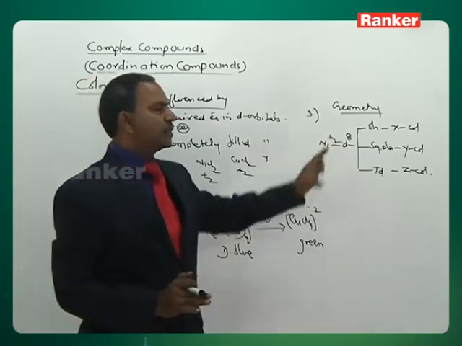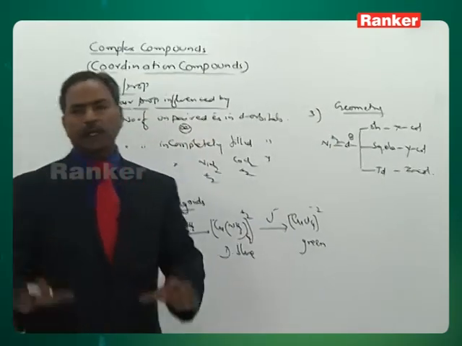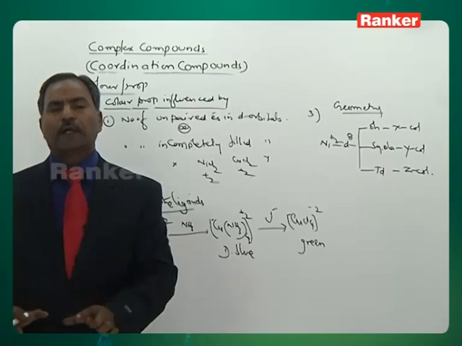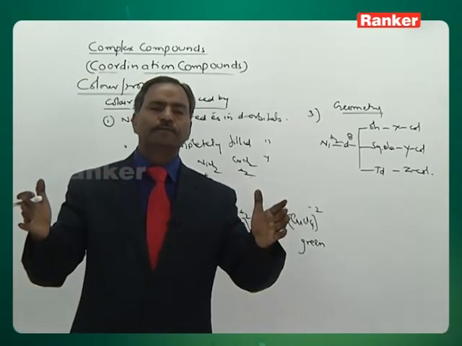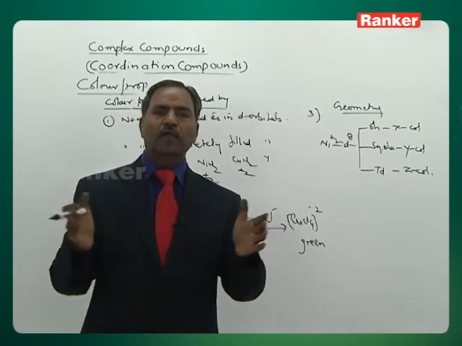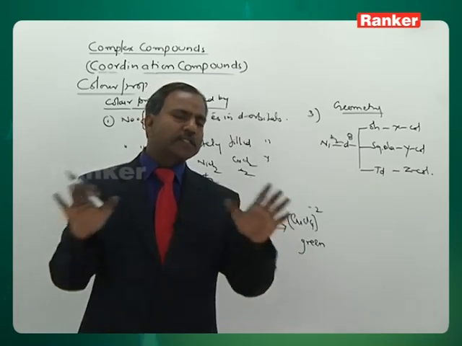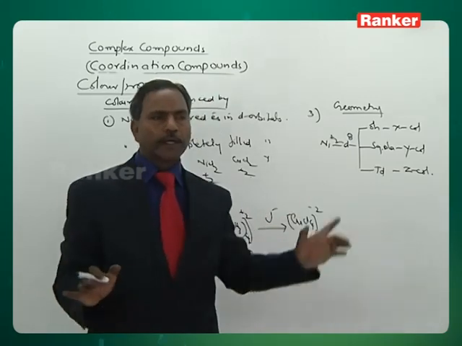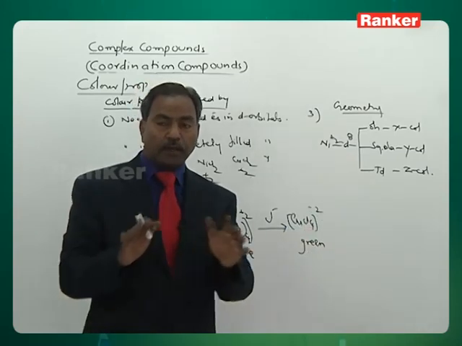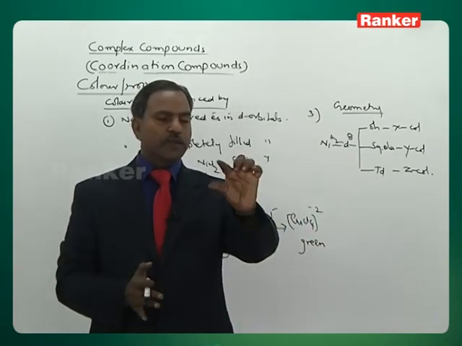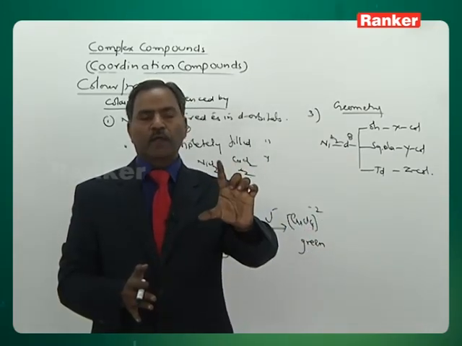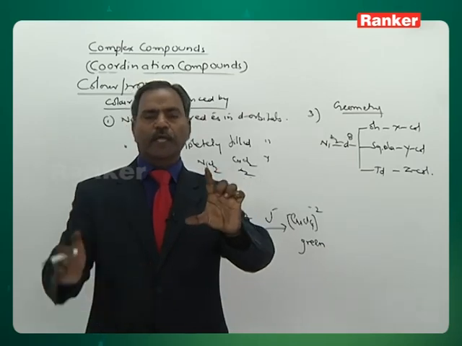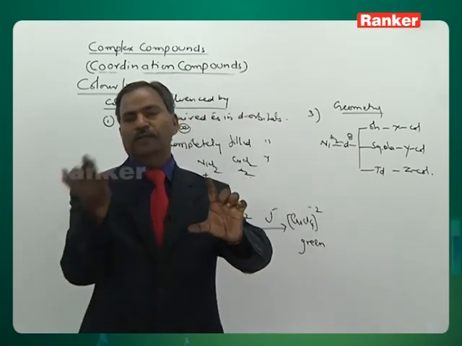Consider geometry. We have taken 3 geometries, and clearly given the order of geometries. Square planar geometry splitting is very high, followed by octahedral, followed by tetrahedral. 3 different geometries are there. Yes, nickel plus 2 is there, d8 is there. But based on the geometry, the splitting is decreasing or increasing. When splitting is decreasing or increasing, again the absorbed color and transmitted colors are changing.